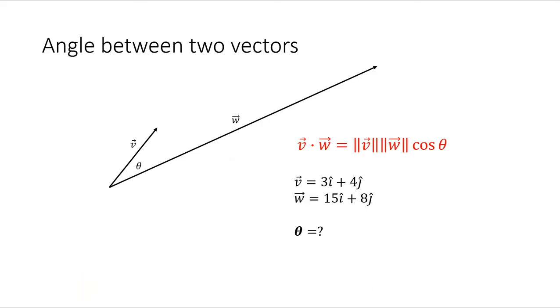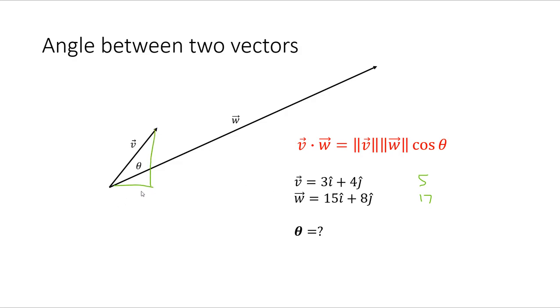Here's an example where we use the dot product to find the angle between these two vectors. We're given all the information we need about vector v and vector w, their horizontal and vertical components. So what we need to do is calculate the magnitudes of vector v and vector w. The magnitude of vector v is 5, because that would be a 3, 4, 5 right triangle. The magnitude of vector w is 17, because that would be an 8, 15, 17 right triangle. I just used the Pythagorean theorem.